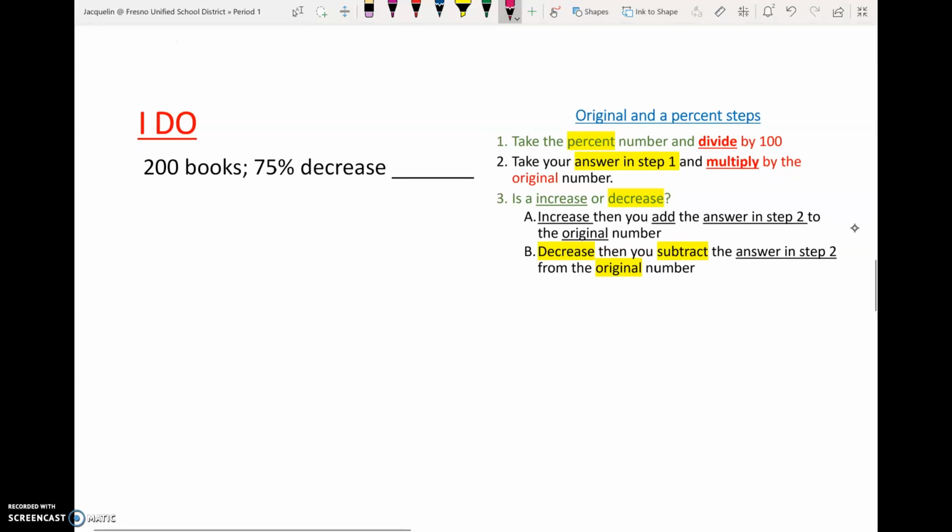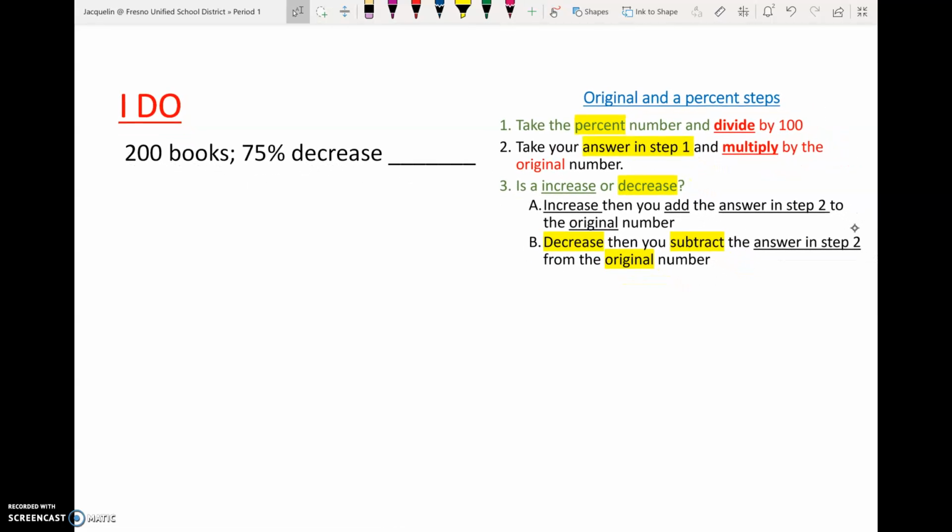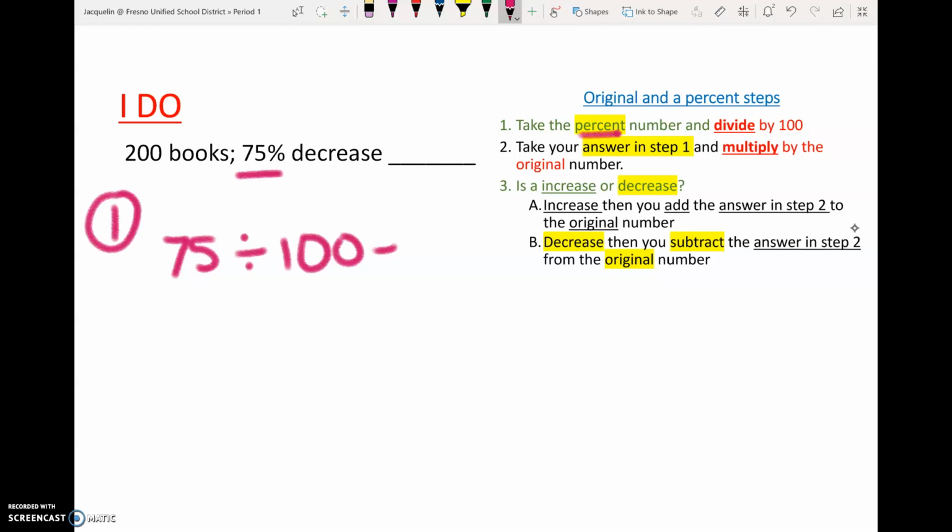Now let's try this one together, and you guys are going to watch me as I do this one. Please put your pencils down, and I'm going to use the steps to help me. We are going to take the percent and divide by 100. So my percent is 75. So I'm going to take 75, step 1, and I'm going to divide it by 100. That's going to equal 0.75.